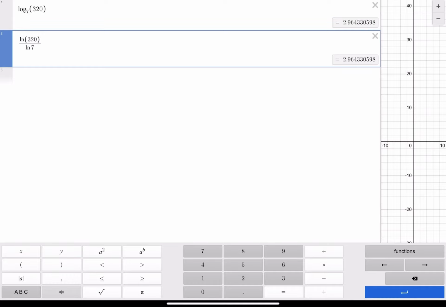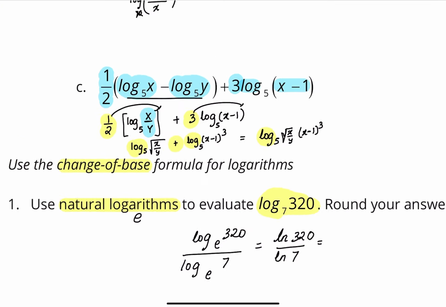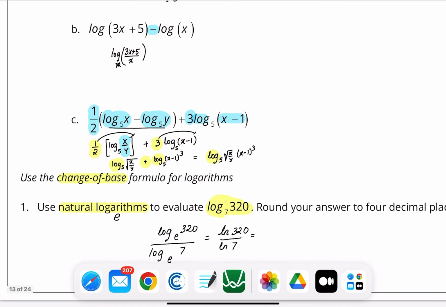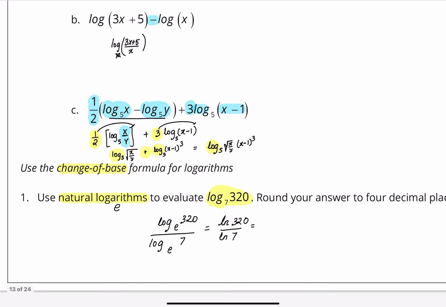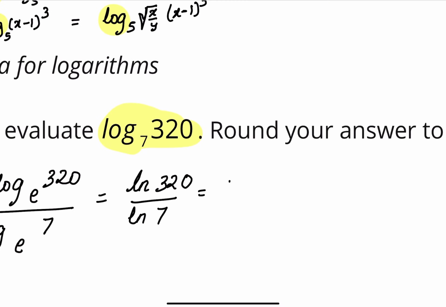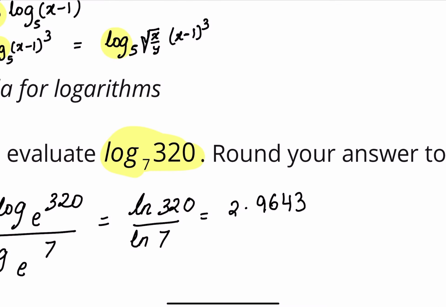I want you to go ahead, plug this into your Desmos to see if that works. 2.9643. So this is nothing but 2.9643. They say round off to 4 decimals. Yep, we are good.